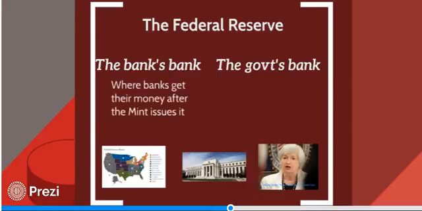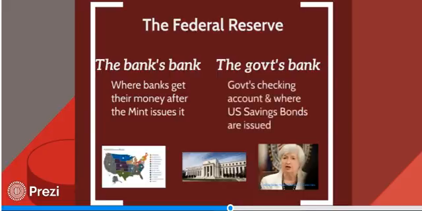So this is where banks get their money after what's called the mint issues it. So if you've heard something be called mint condition before, the mint is where money gets printed, and it's where coins get stamped and created. So all of our currency, all of the cash or the change that you have in your pocket or laying around at the house is from the mint. And a bank gets their money from the mint. That's what happens when the Loomis truck or the Brinks truck comes and brings cash from the Federal Reserve.